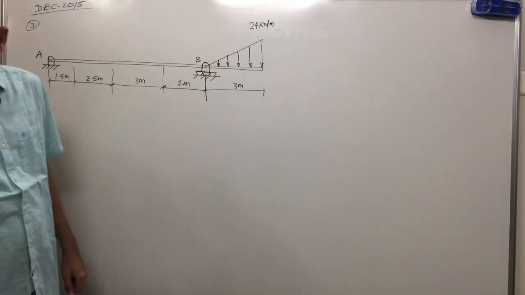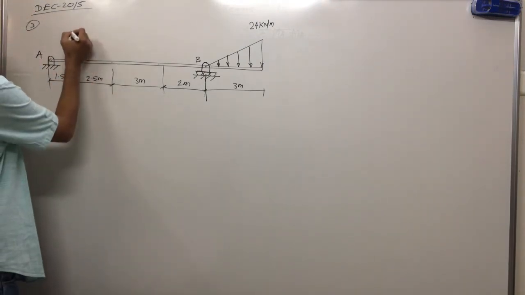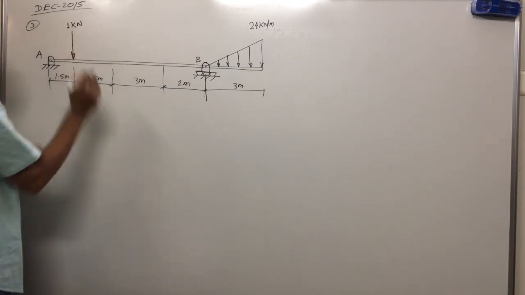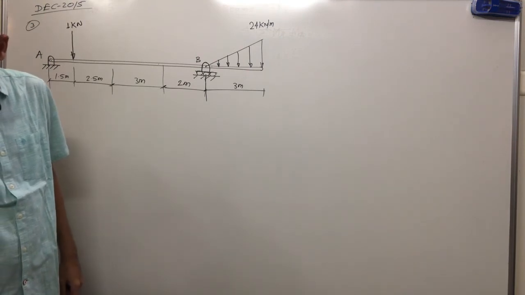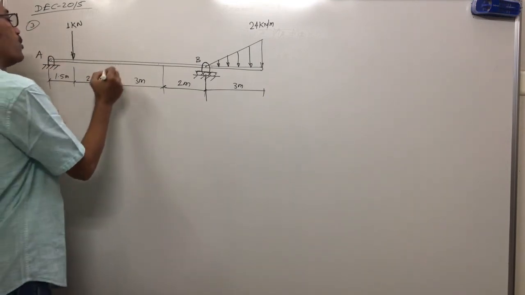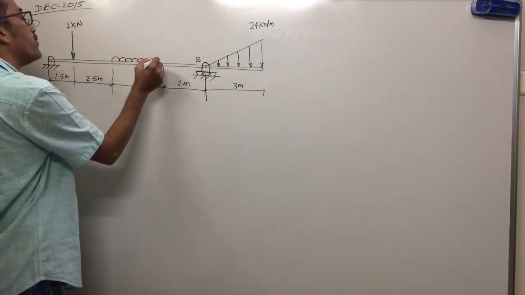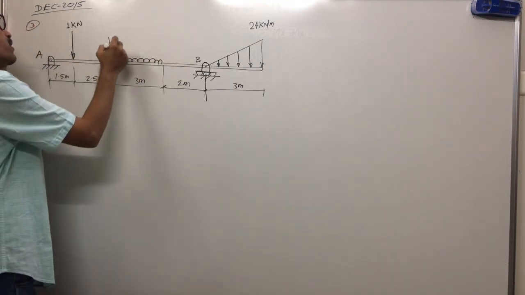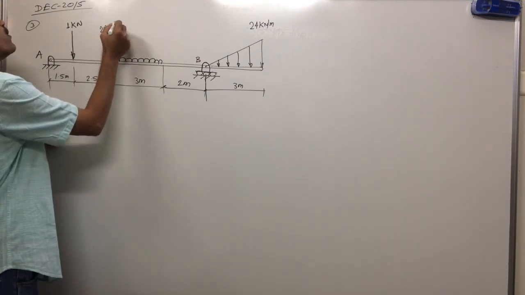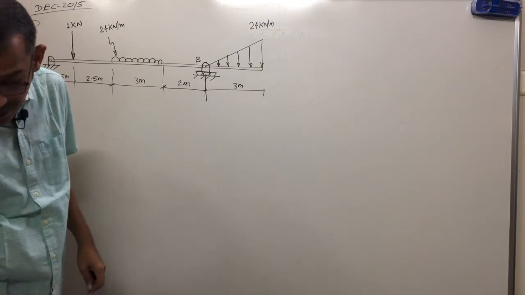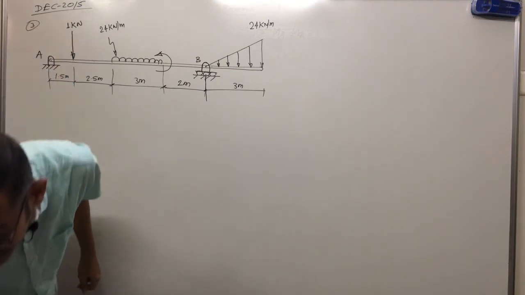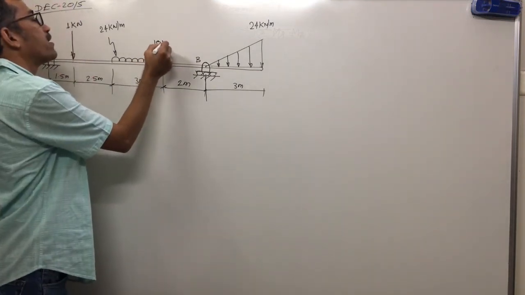Number 1. Next, what is given? 1 kilonewton force at 1.5 meter. This is 1 kilonewton, simply a point load. Next, at 2.5 meter, what is given? In this 3 meter, there is one UDL. Magnitude of the UDL is given as 24 kilonewton per meter. And there is one couple acting which is anti-clockwise. Magnitude is 18 kilonewton meter.